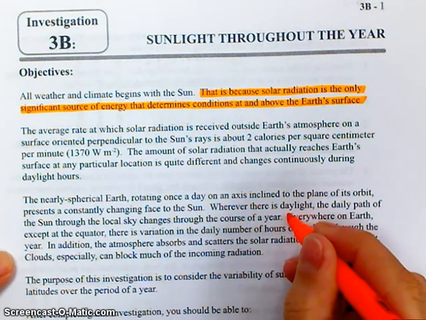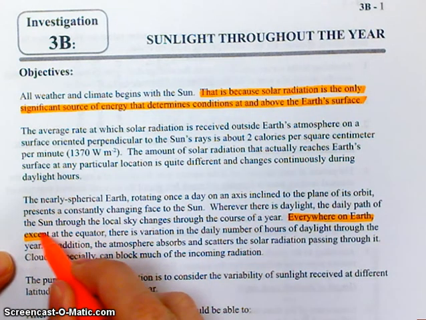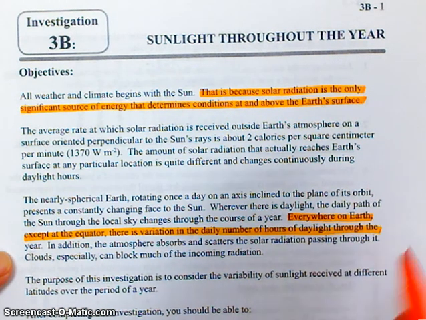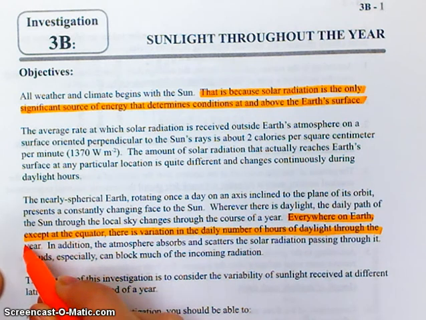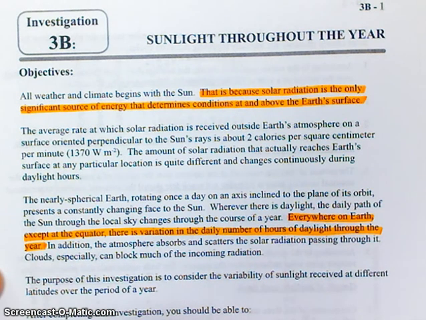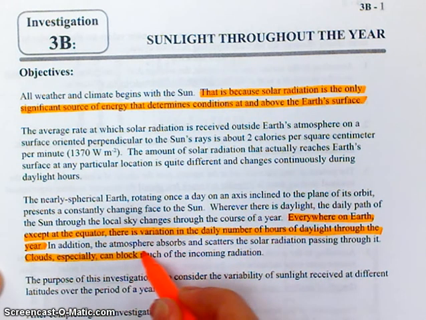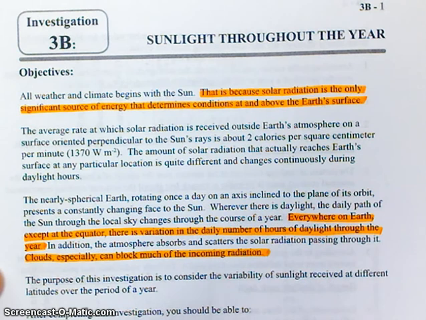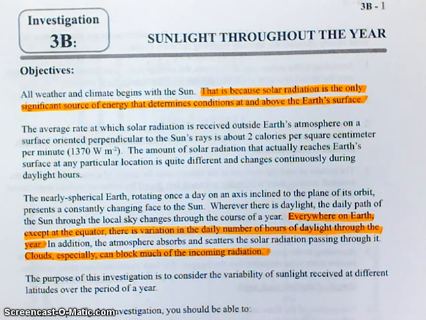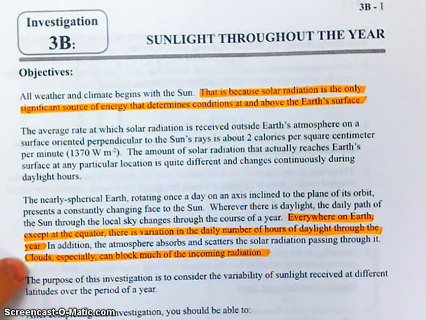So go back. Make sure you highlight that everywhere on Earth except at the equator, there is variation in the daily number of hours of daylight throughout the year. And highlight this: clouds especially can block much of the incoming radiation. So, for instance, at the equator, you're going to get about 12 hours of daylight and about 12 hours of darkness throughout the year. But on a daily basis, it's possible that clouds can be your big factor as to how much solar radiation you're getting.